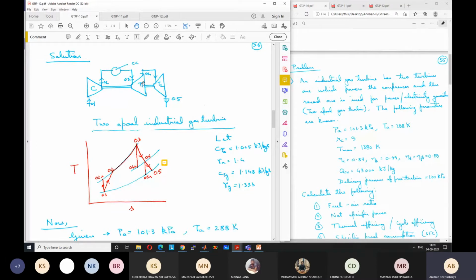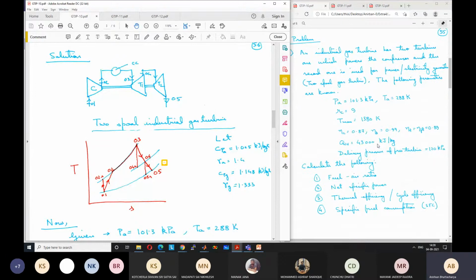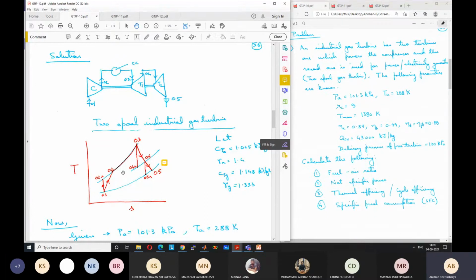Because it was a real cycle, we assume certain efficiencies of the different devices. For example, the compressor isentropic efficiency was 87%, because nothing else is mentioned here. For both the turbines, we had taken 89% efficiency. And for the combustion process, our combustion efficiency is 99%. All these are realistic values, values from practical cases.